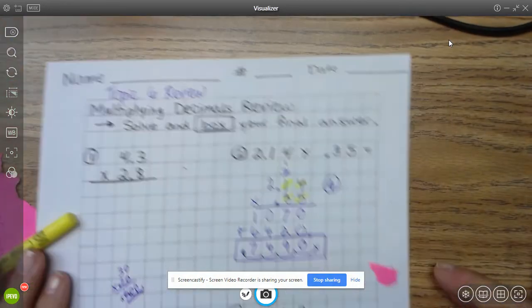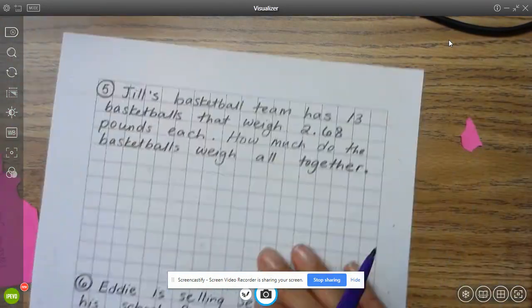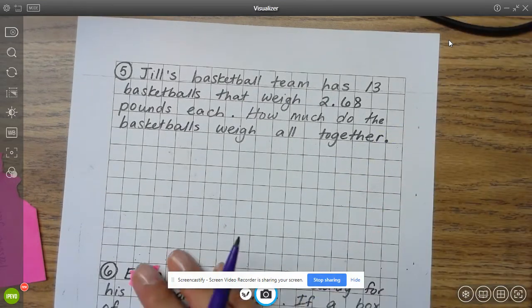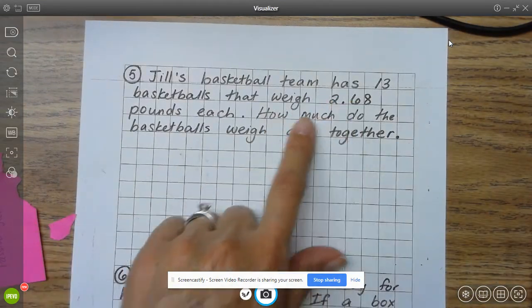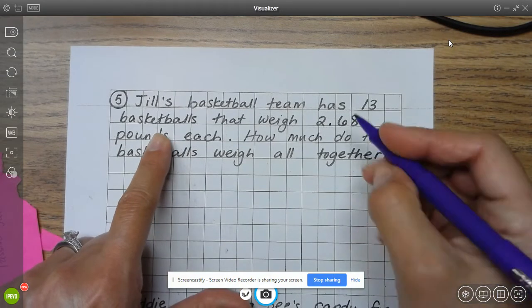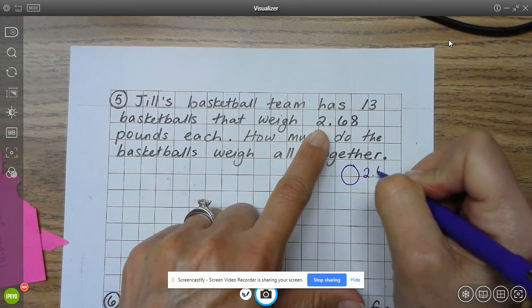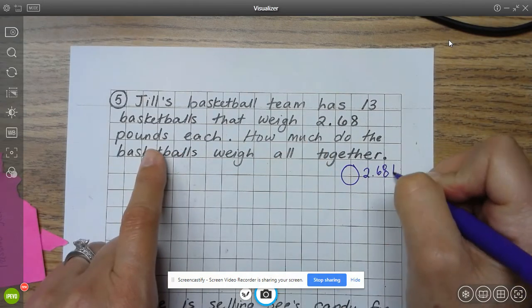All right, let's do a word problem on the back. Again, no hidden questions in this. All right, it's straightforward. So Jill's basketball team had 13 basketballs, and I can even draw a picture, that weigh 2 6/8 pounds each.